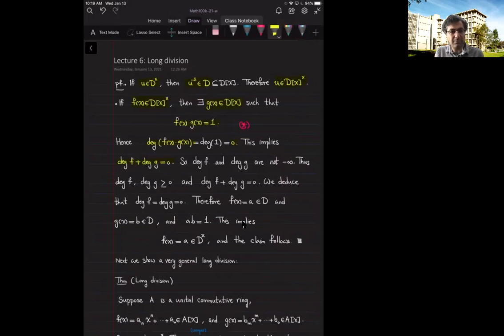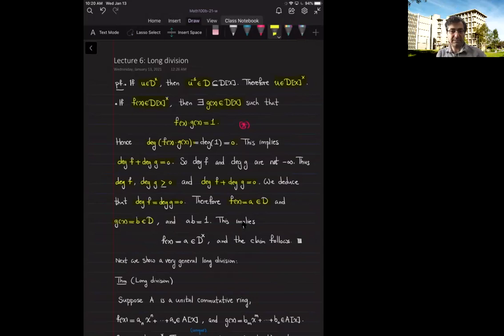So again, the degree of a polynomial is either a non-negative integer or it is negative infinity. As soon as we say these polynomials are non-zero polynomials, we immediately deduce that their degree cannot be negative infinity. So this means the degree of f and the degree of g are both non-negative integers, but they add up to 0. How can we have that? The only possibility is that both of them have degree 0. A polynomial of degree 0 is a constant polynomial. So this means f and g, both of them, are elements of D.